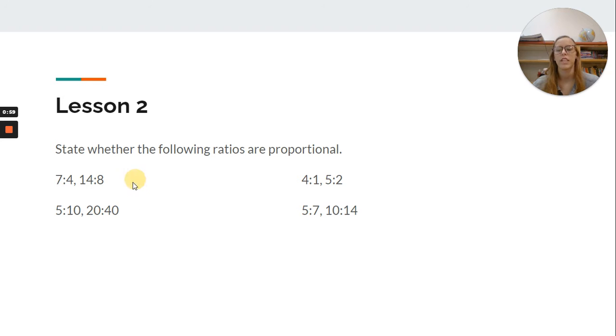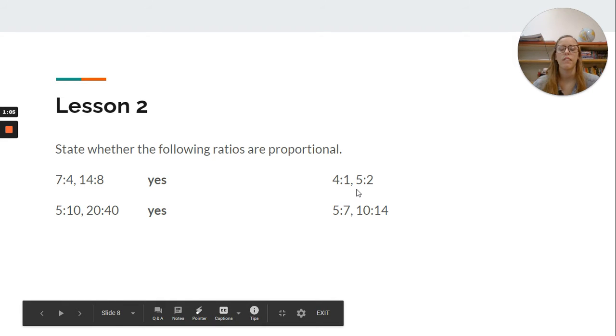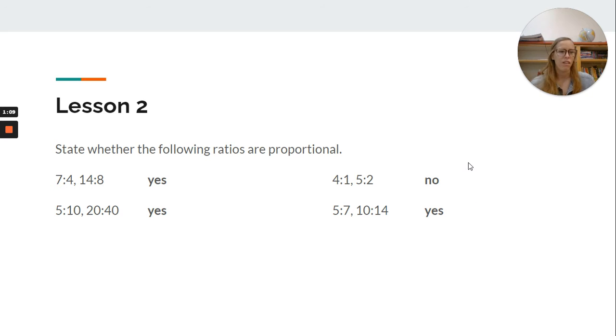Lesson 2, we looked at finding out whether or not ratios are proportional. So we have 7 to 4 and 14 to 8. Those are proportional. 5 to 10 and 20 to 40 are proportional. 4 to 1 and 5 to 2 are not, but 5 to 7 and 10 to 14 are.